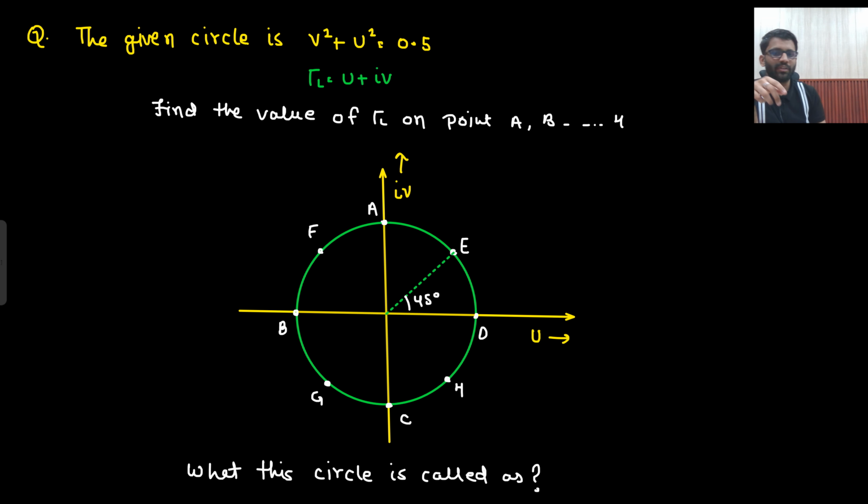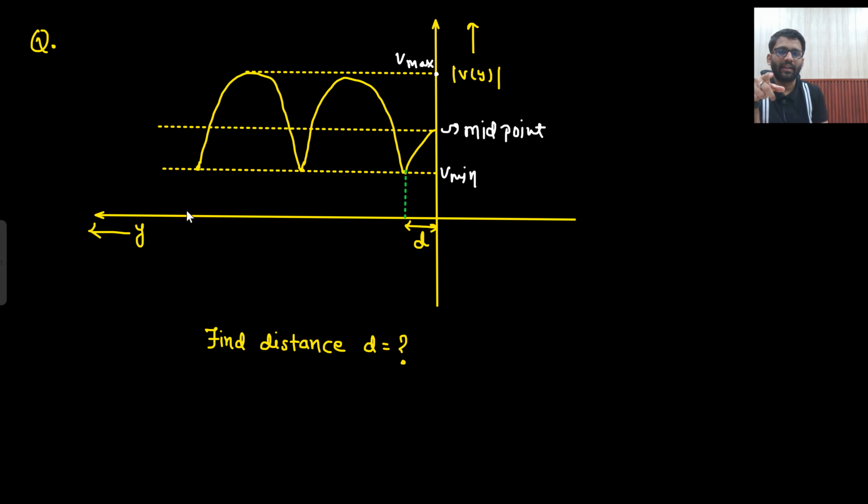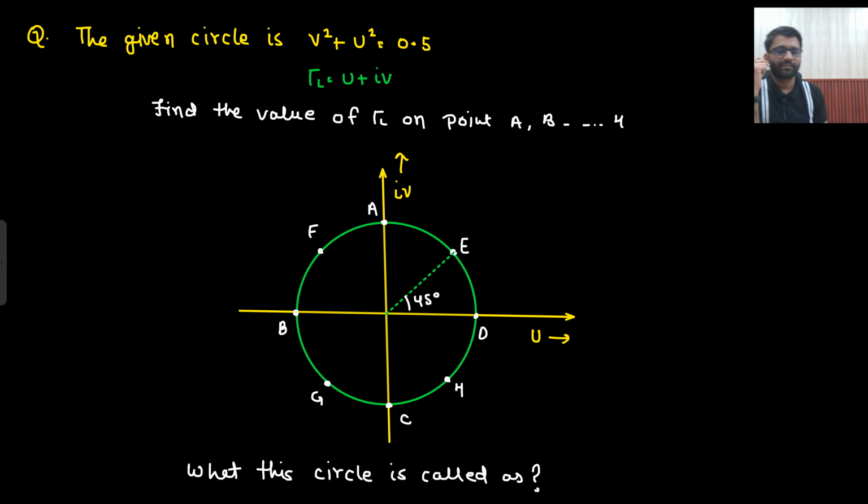Okay, so we will solve this problem. Later on, we will see the analysis of a standing wave pattern on the Smith chart. So let's solve this problem. The given circle is v square plus u square equals 0.5. Find the value of gamma L at points A, B, C, D, E, F, G, H. You do not need to find just the mode of gamma L. You need to find the value of gamma L, which means you need to find the angle also.